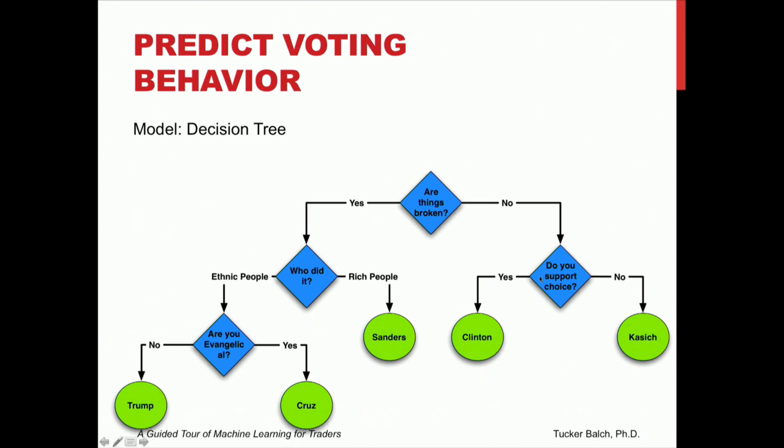Anyways, if you come down this branch and you support choice, then Clinton is your person. But note, we never encountered questions down this branch about who broke the country. The reason is that decision trees naturally segregate the relevant questions according to the data, and that's an important feature of decision trees. Okay, so enough about politics. Let's move on to stocks.